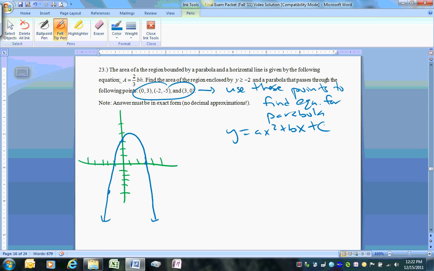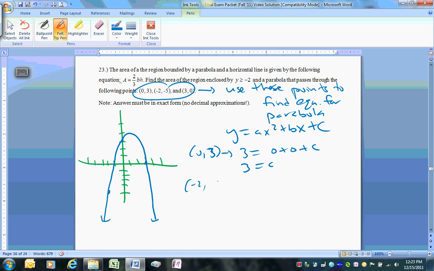y equals ax squared plus bx plus c. Vertex form is not really going to help me because I don't know what the vertex is. Intercept form is not going to really help me because I know one of the x-intercepts, I don't know what the other one is exactly. So that's why it probably makes sense to just use standard form. So (0, 3) gets us this, right? 3 equals 0 plus 0 plus c, so c equals 3.